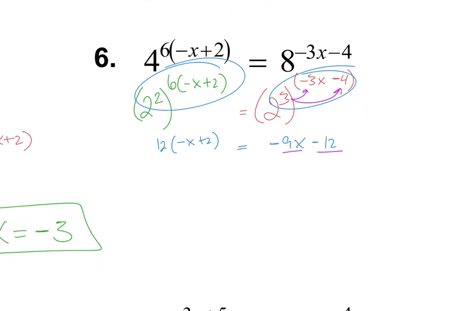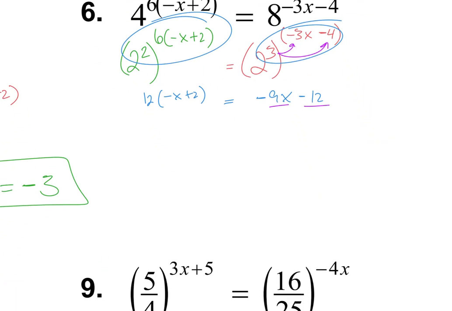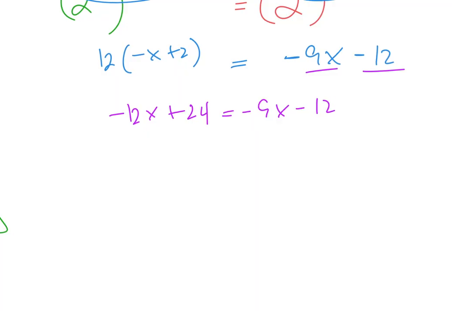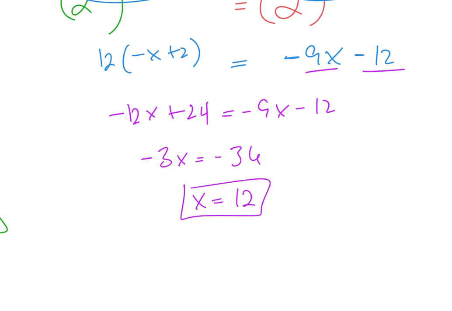Okay? And then we didn't distribute the 12 here, but now we can. Negative 12x plus 24 equals negative 9x minus 12. If we add 9x to both sides, we get negative 3x. If we subtract 24, we get negative 36. And x is 12.